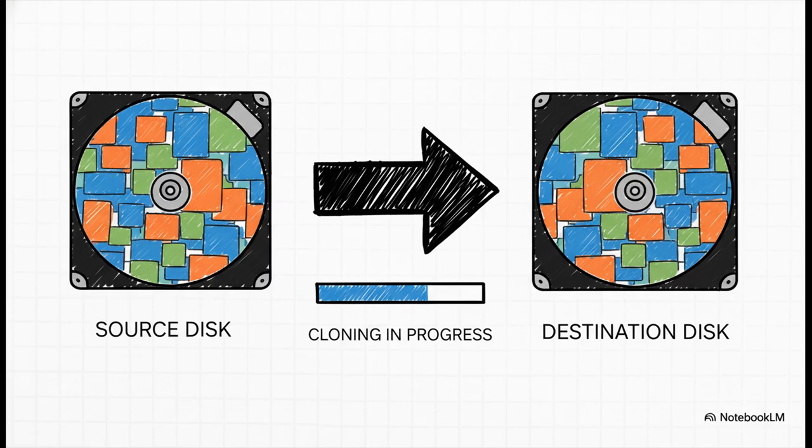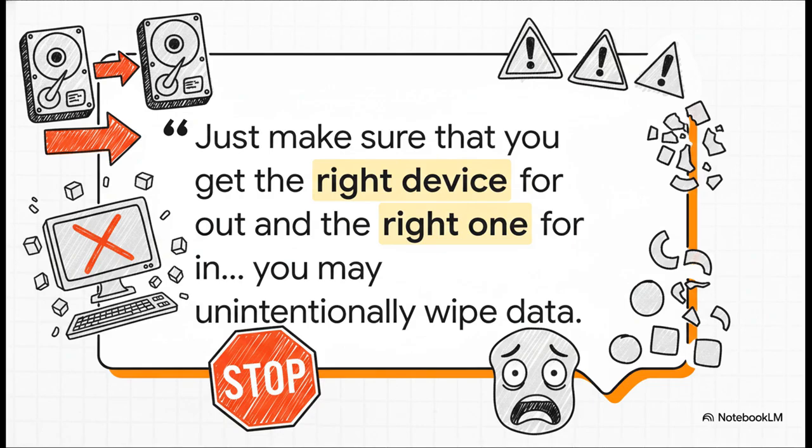But this power comes with a very, very serious warning. I really cannot stress this enough. If you get your input file, if, and your output file, of, mixed up, you will overwrite your source disk. Your data will be gone. Instantly. There is no undo button, there's no recovery. So please, double, even triple check this command before you ever hit enter.